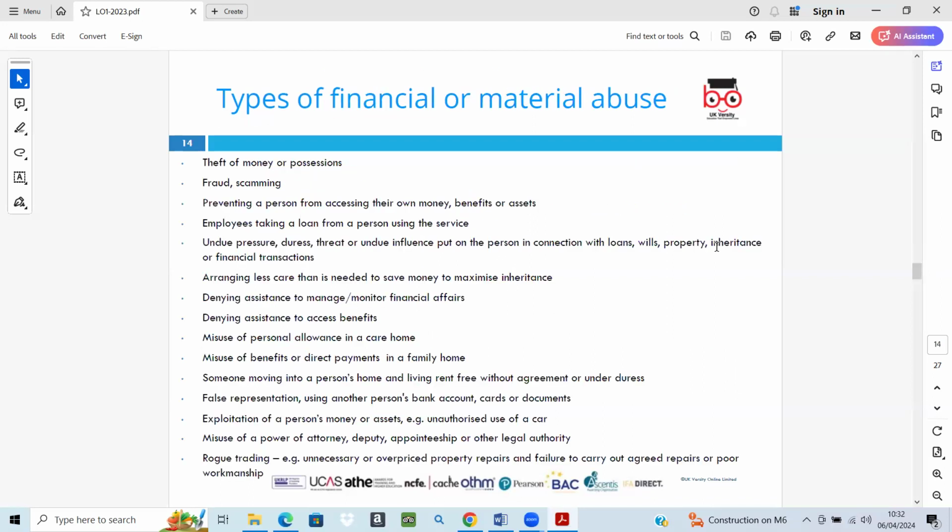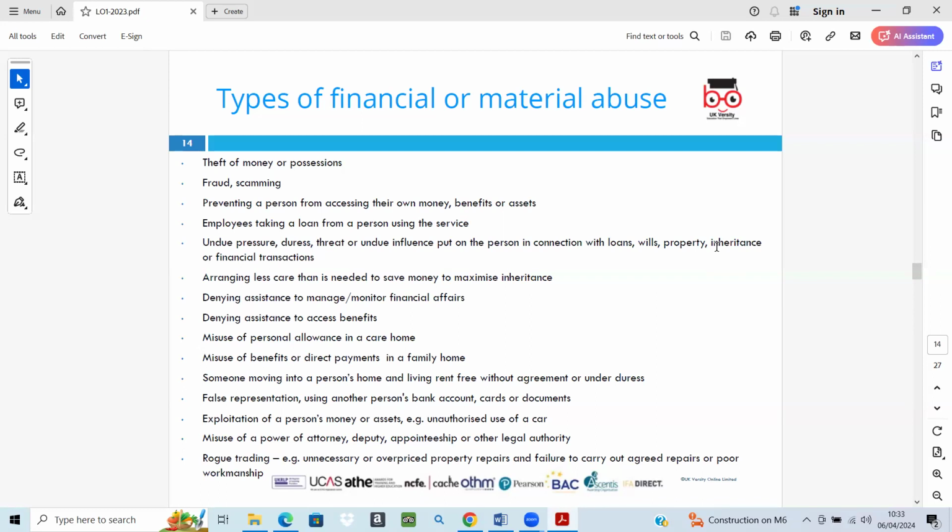Then we have types of financial or material abuse. As we discussed earlier, that involves inappropriate use of financial matters or material. What could happen here is theft of money or possessions, fraud, scamming, or preventing a person from accessing their own money, benefits, or assets. We have a few case studies related to that.